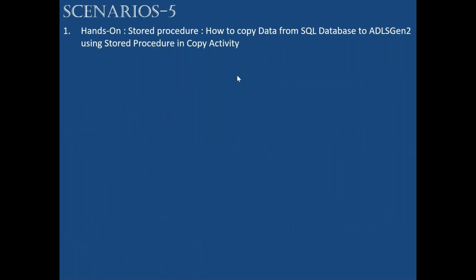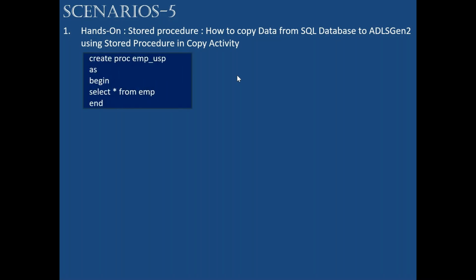So if you see the fifth scenario, stored procedure option. How to copy data from SQL database to ADLS Gen2 using stored procedure and copy activity. This is how we need to create a stored procedure. The stored procedure is nothing, team. Create proc is nothing but you are creating a procedure, and this is the procedure name. Begin, end is the syntax: beginning the code, ending the code. This is the query that I am putting, simple select star from EMP. That's why I told you stored procedure also contains the queries.